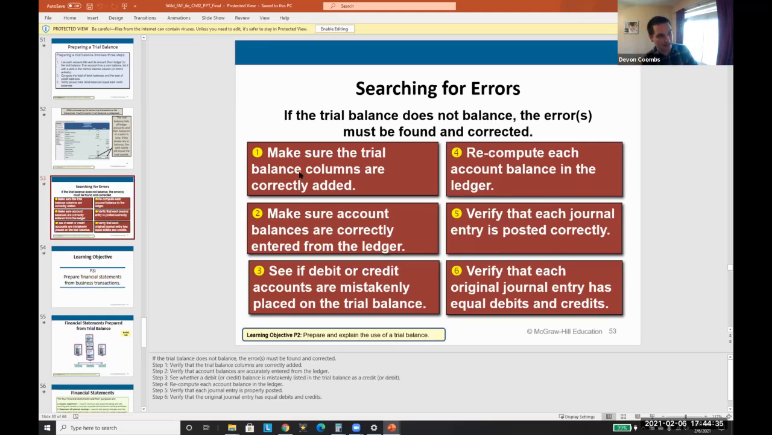So if you have a mistake, you can go and make sure the trial balance is correct. If it isn't correct, you can check your account balances. You can check if you got debits or credits wrong, or maybe you made a computation error. You can make sure that you posted it to the correct account or right journal, and verify that each journal entry has equal debits and credits.